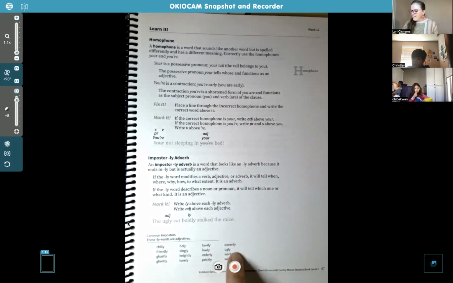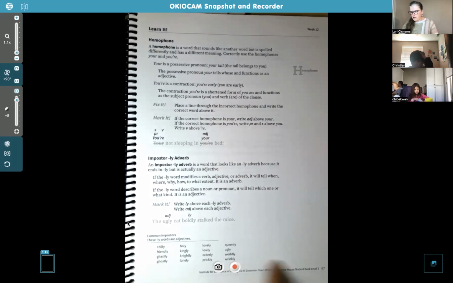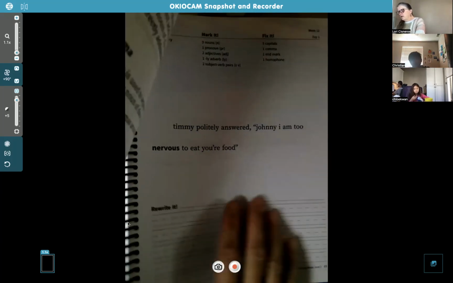prickly, queenly, ugly, worldly, and wrinkly. All of those are describing a noun. So these are adjectives. They are not ly adverbs. There's your list, okay? Next, turn the page.